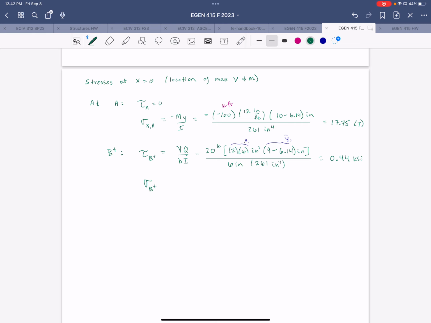And then the normal stress at this location, of course using the same formula, negative My over I. M is the same as before, I is the same as before. The only thing that changes is that variable distance y. So with y now being equal to 8 minus 6.14 for point B, we get normal stress at B plus equal to 8.55 ksi, also in tension.